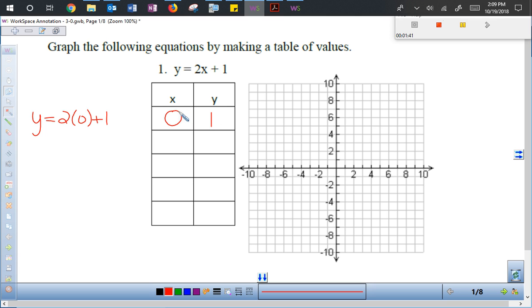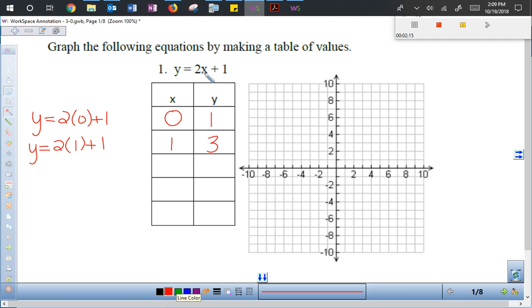Now the next easiest number that I know is 1. So I want to substitute a 1 in everywhere that I see an x. So I'm going to come over here and say y equals 2 times 1 plus 1. Now this we can definitely do in our head. We could have done the last one too, but let's do this one in our head. We're going to take 2 times 1, which gives me 2, plus 1 gives me a y value of 3. So if my x term is 1, it gives me a y value of 3.